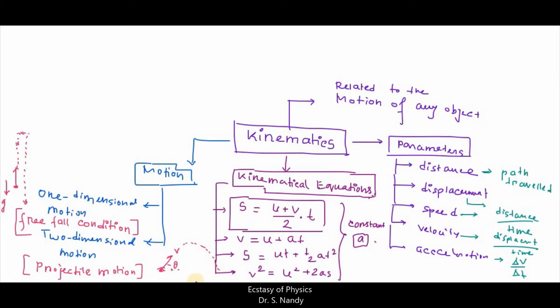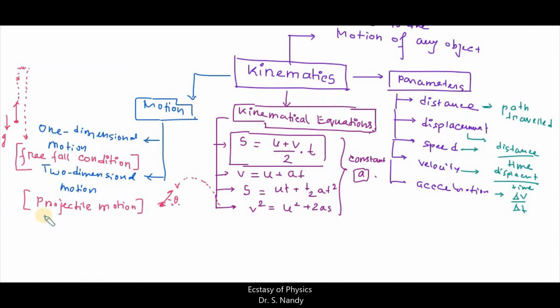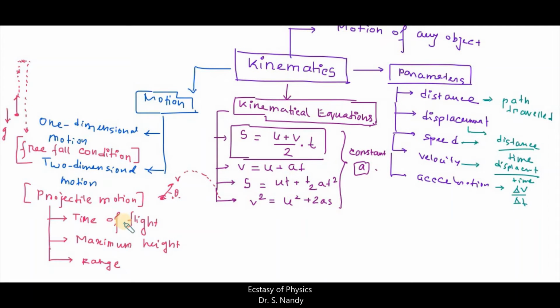During projectile motion, we went through the different equations. Under projectile motion, the important parameters we have to go through are the time of flight. Time of flight means the total time taken to cover the entire path. That is considered the time of flight.